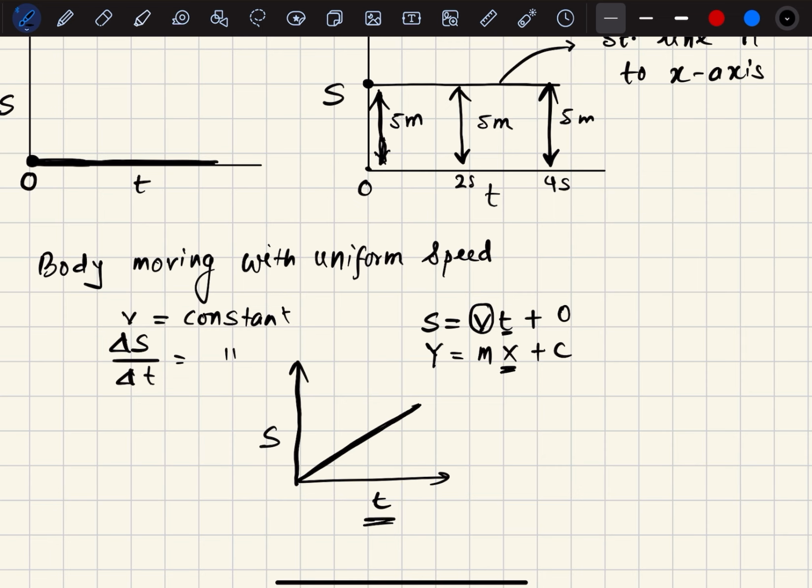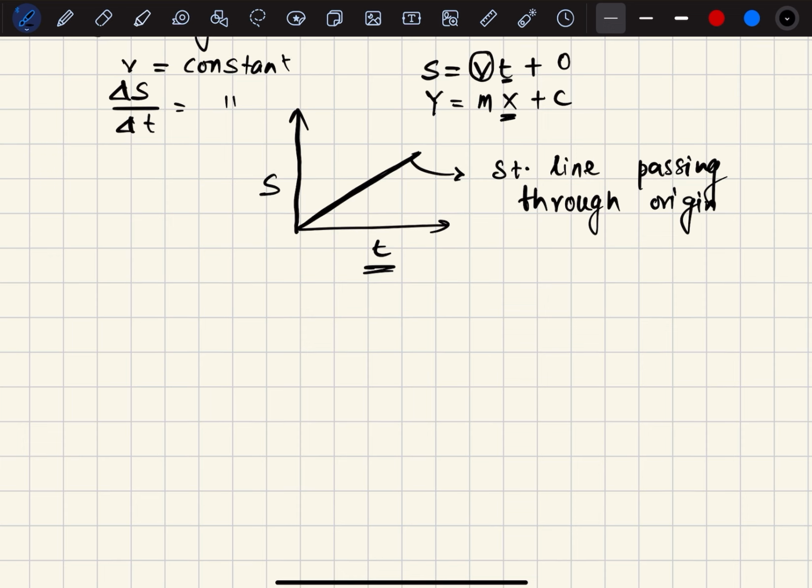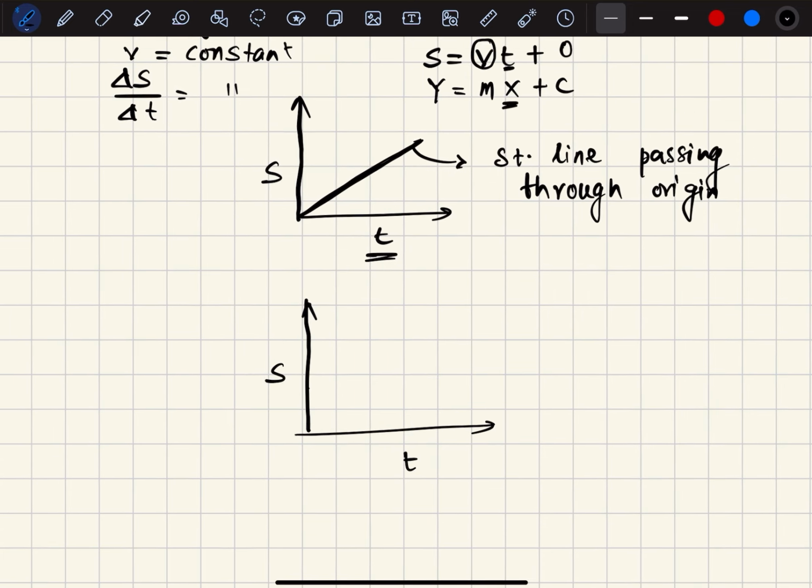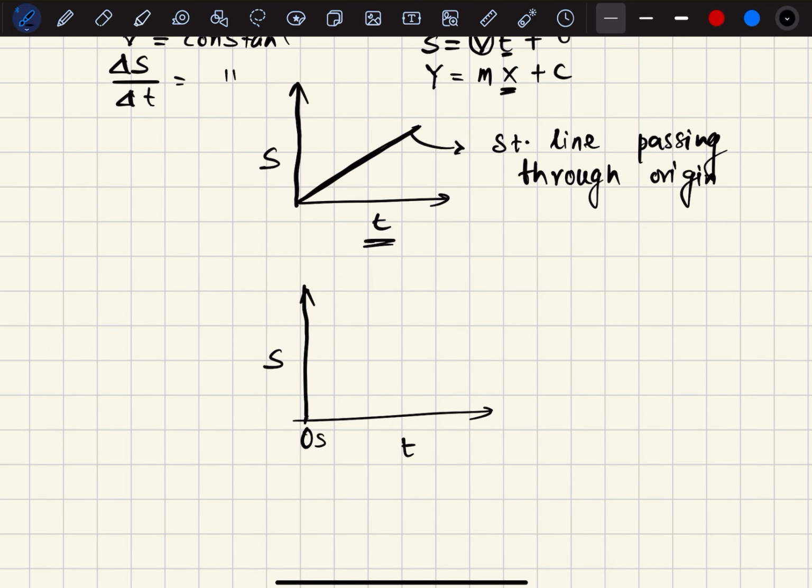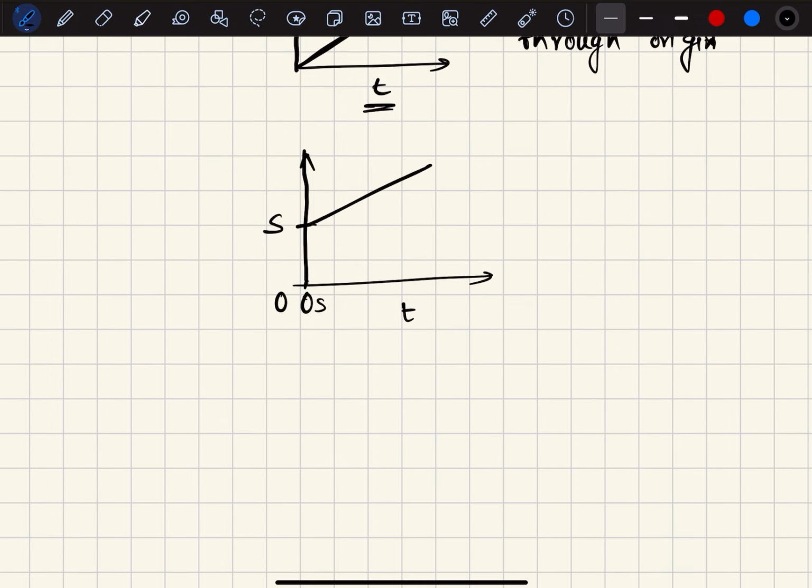It will be a straight line passing through the origin. However, if the body was originally say 5 meter away from you, that can be a case, then also it would have been a straight line, but initially at time t equal to 0 second, the body was already 5 meter away from the observer, so this would be the case. Clear? Now I'll do a very small problem over here, combining all the concepts that we have already done.